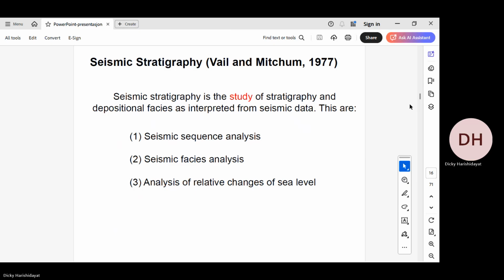So this is the workflow on how seismic stratigraphy can be useful to define the evolution of the basin and also for petroleum prospectivity and so on. So it consists of seismic sequence analysis, seismic facies analysis, and the relative changes of sea level analysis. Those three things are what we need to follow for the workflow of the seismic stratigraphy analysis.